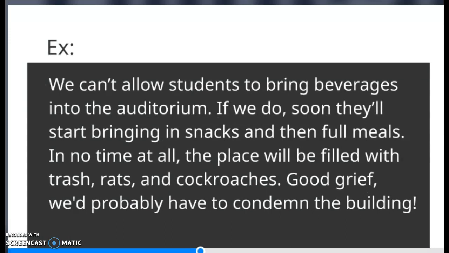If we do, soon they'll start bringing in snacks and then full meals. In no time at all, the place will be filled with trash, rats, and cockroaches. Good grief. We'd probably have to condemn the building. So we've gone from students being allowed to drink something while they're in the auditorium to the building being shut down just because this person is sliding down a very slippery slope.